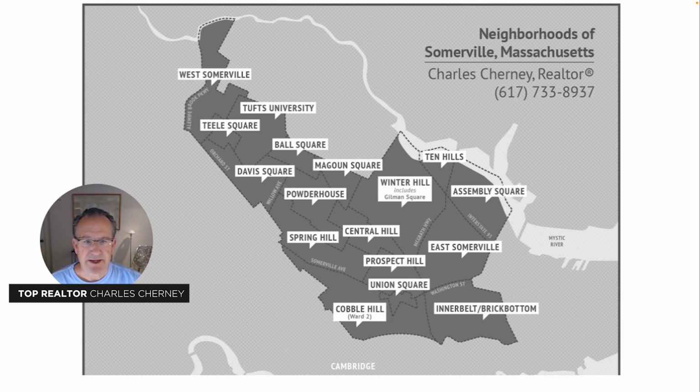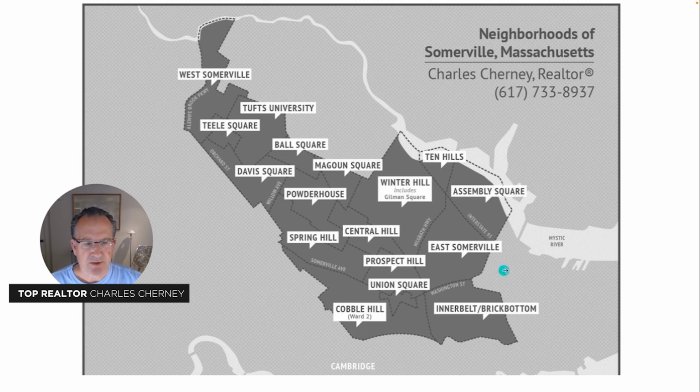So we're looking at all the named neighborhoods of Somerville, Massachusetts here on the screen. And as you can see, there's quite a few of them. And East Somerville, as you'd expect, is in the eastern portion of the city. And its boundary lines are McGrath Highway here, I-93, and Washington Street.